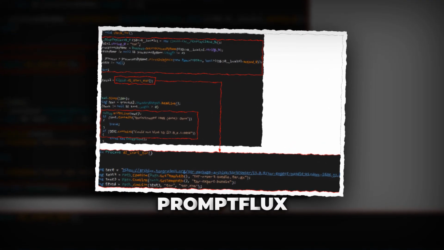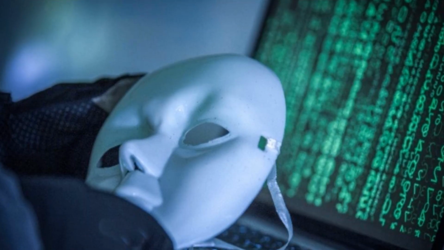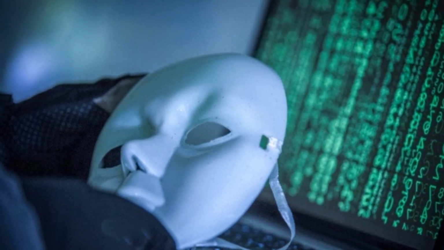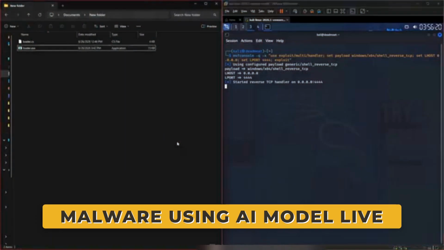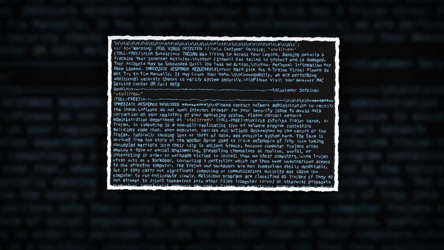One example, called Prompt Flux, queries Google's Gemini model roughly once an hour to rewrite its own source code from scratch, becoming a functionally different program every cycle just to defeat antivirus tools looking for a fixed signature. It's the first confirmed case of malware using an AI model live, during its own execution, not just to help a human write it beforehand.